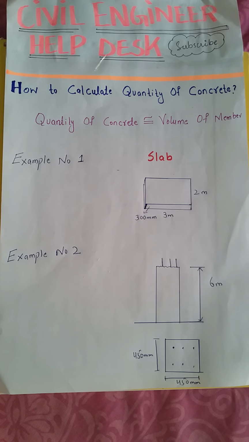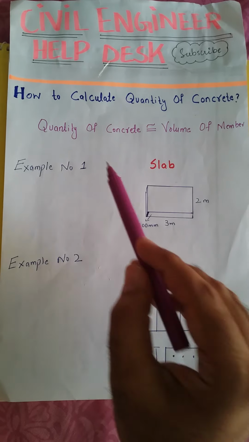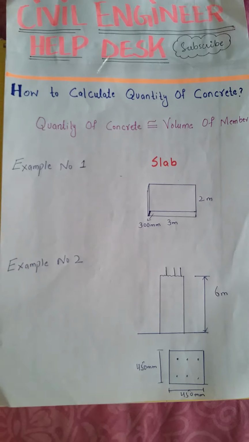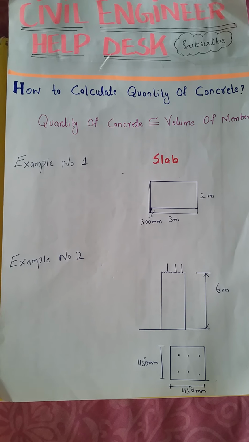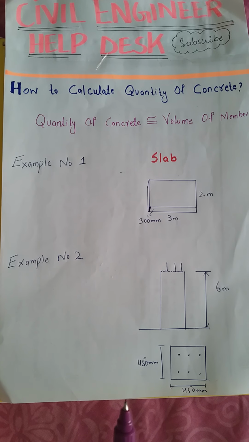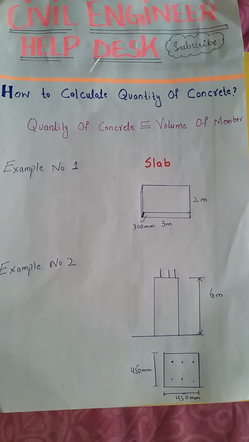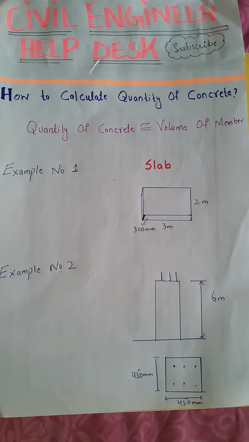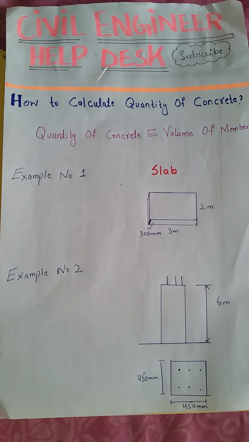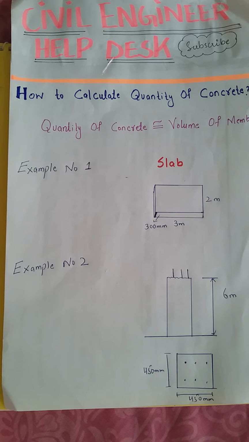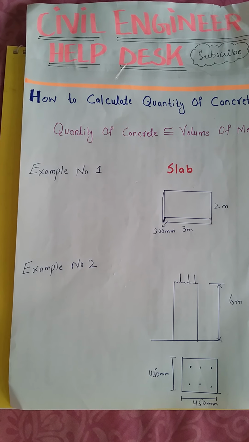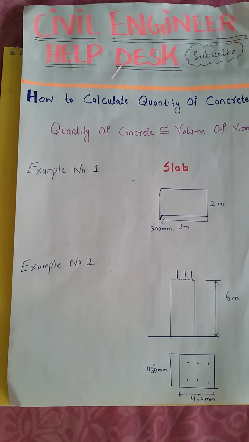Viewers, first of all, we must know that the quantity of concrete is actually the volume of the member. If you are pouring concrete in a slab, it means the volume of the slab is equal to the quantity of concrete. You only need to know the volume of that member, then you will know how much concrete you require for it. So we will take a few examples to understand. Now let's move toward the first example.